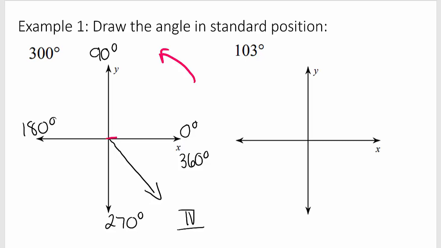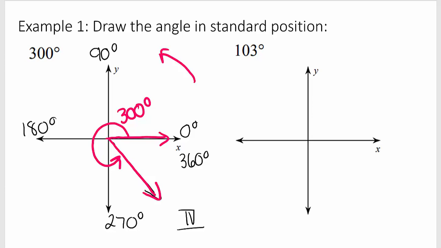The initial side is always on that positive x-axis. Now I need an arrow to demonstrate which way the rotation is going. Because it's a positive angle, I'm going to start on my initial side and rotate counterclockwise and end on my terminal side, and then I'm going to label the angle.